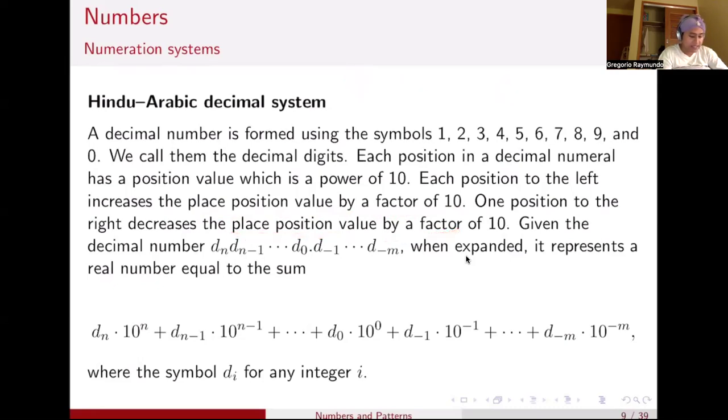Given the decimal number d sub n minus 1, dot, dot, dot, d sub 0, decimal point d negative 1, dot, dot, dot, d negative m, when expanded, it represents a real number equal to the sum d sub n times 10 to the power n plus d sub n minus 1 times 10 to the power n minus 1 plus dot, dot, dot d sub 0 times 10 to the power 0, which is equal to 1, plus d sub negative 1 times 10 to the negative 1 power plus dot, dot, dot d sub negative m times 10 to the negative m, where the symbol d sub i is any integer i.